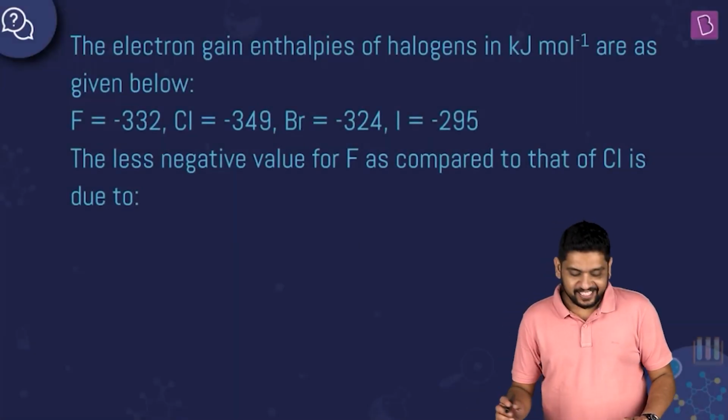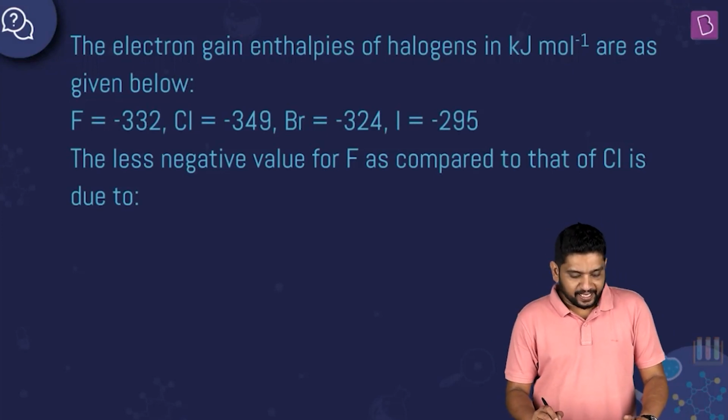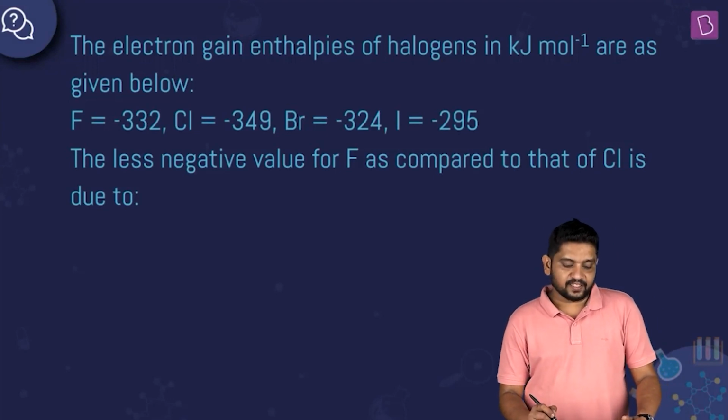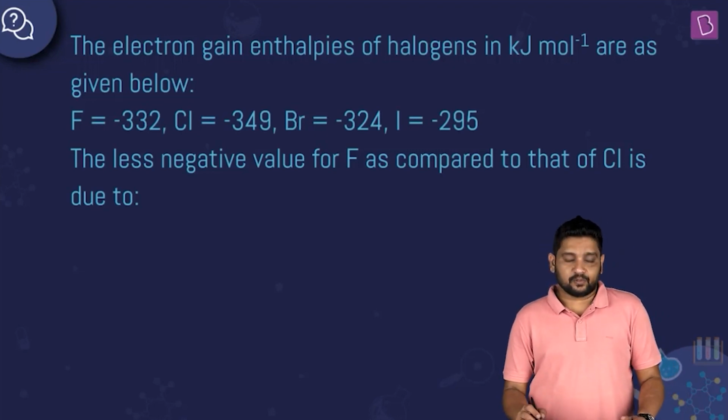Okay, this question says the electron gain enthalpies of halogens in kilojoule per mole are given below. Fluorine minus 332, chlorine is minus 349, bromine is minus 324, and iodine has minus 295.